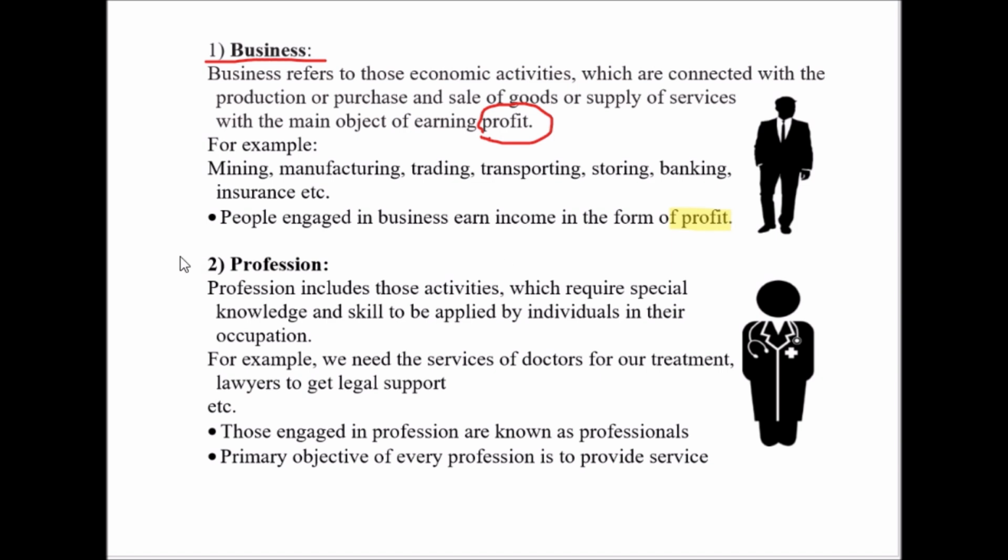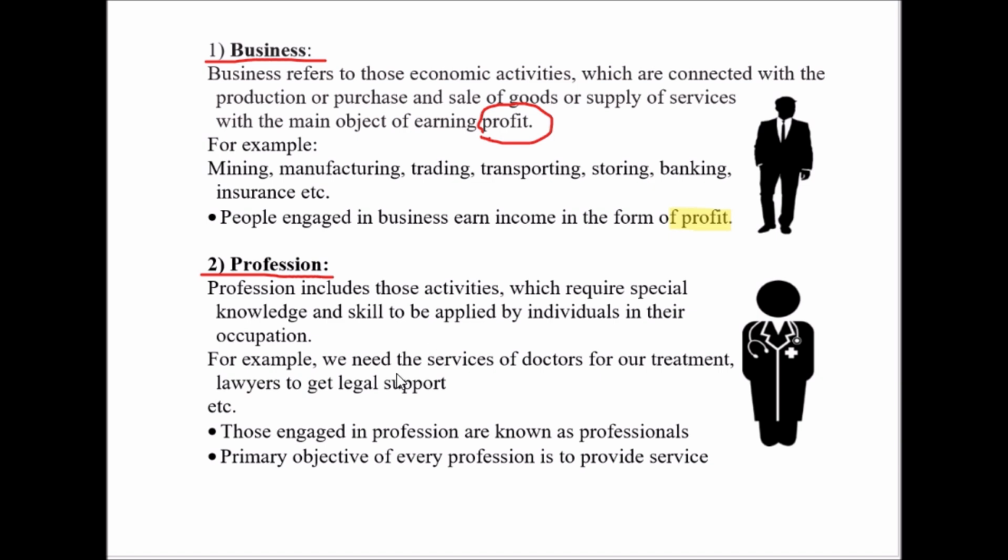Okay, so the next one is profession. We all know what profession is. You need to remember that profession includes those activities which require special knowledge and skill. So this is some special skill and knowledge which a normal person doesn't have, which they are applying in their occupation. So any occupation where you require certain specialized knowledge and skill, that is called a profession.